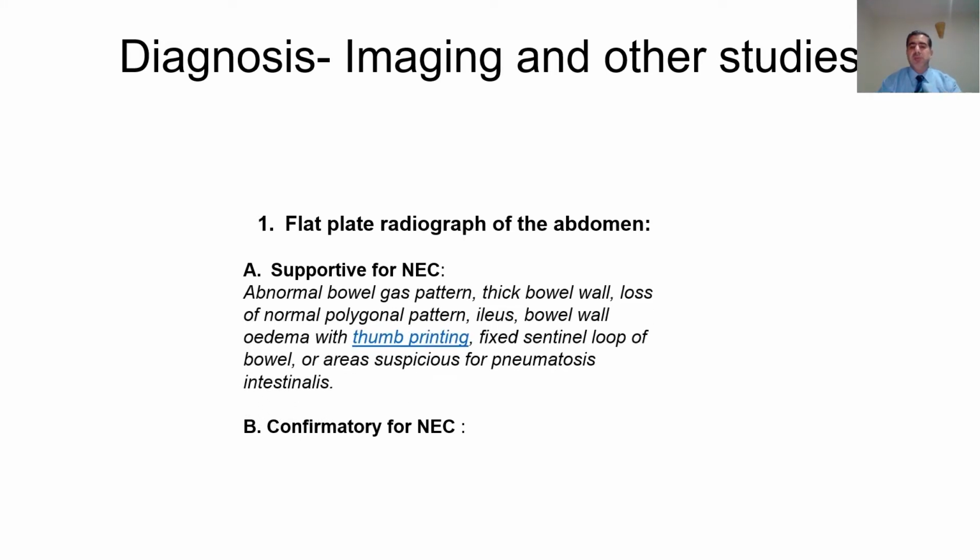For a picture supportive of NEC in X-ray, we can see abnormal bowel gas pattern, thick bowel wall, loss of the normal polygonal pattern, which we will explain later, ileus or bowel wall edema with thumb printing, fixed sentinel loop of the bowel, or areas suspicious of pneumatosis intestinalis. So these are the early radiological signs that we need to keep in mind in cases that we suspect NEC.